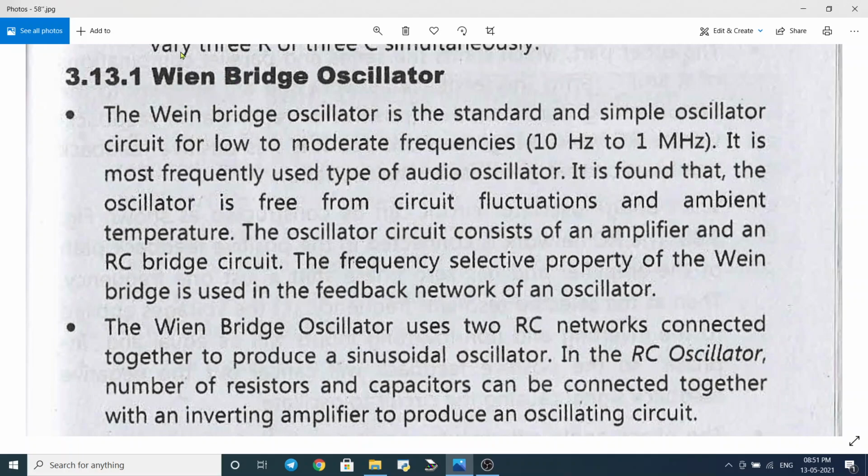Wien is the name of a scientist, and a bridge, we know, is a 4-arm network. We know the bridge rectifier, half wave rectifier, full wave rectifier, and bridge means a 4-arm network. So this scientist Wien constructed an oscillator circuit using a bridge network, which is named after this scientist. So the oscillator is called the Wien bridge oscillator.